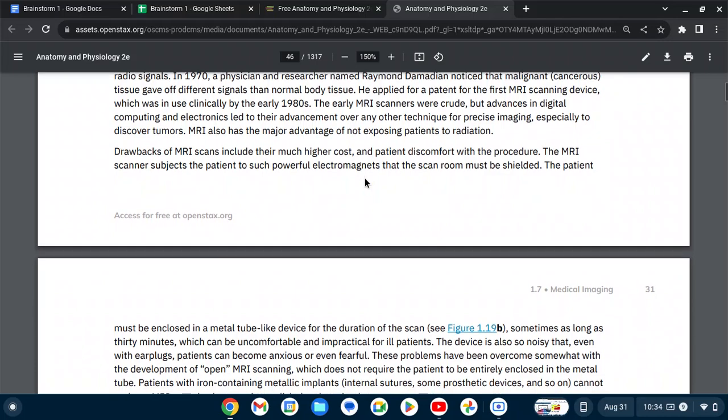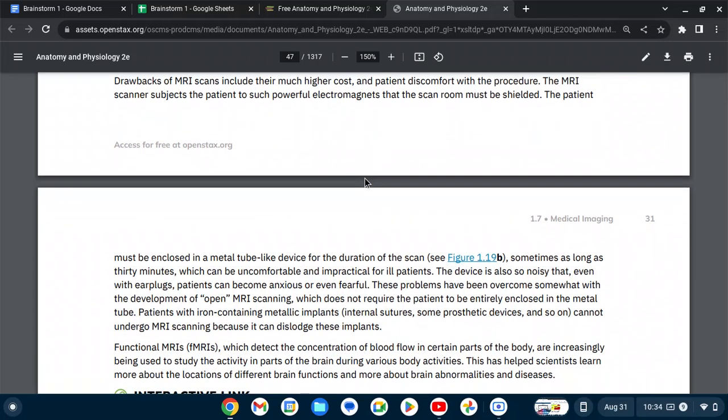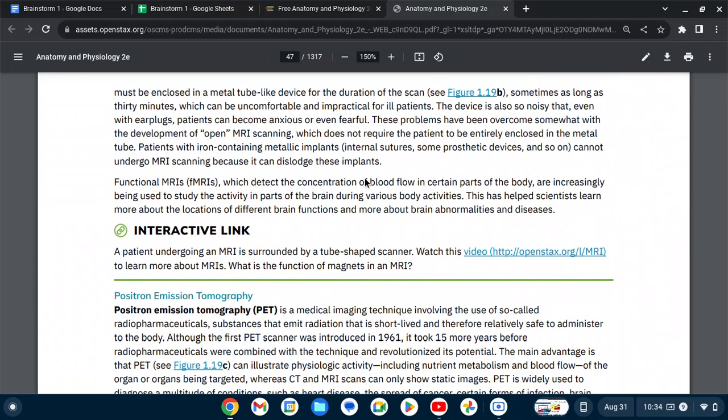MRI also has the major advantage of not exposing patients to radiation. Drawbacks of MRI scans include their much higher cost and patient discomfort with the procedure. The MRI scanner subjects the patient to such powerful electromagnets that the scan room must be shielded. The patient must be enclosed in a metal tube-like device for the duration of the scan, sometimes as long as 30 minutes, which can be uncomfortable and impractical for ill patients. The device is also so noisy, even with earplugs, patients can become anxious or even fearful.